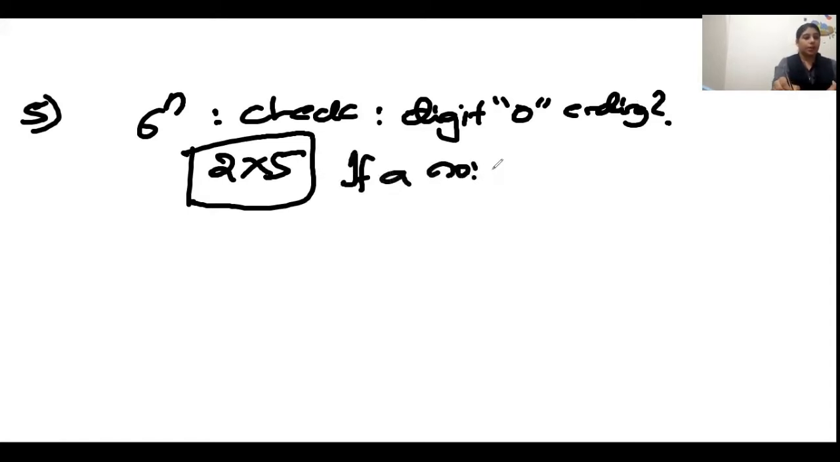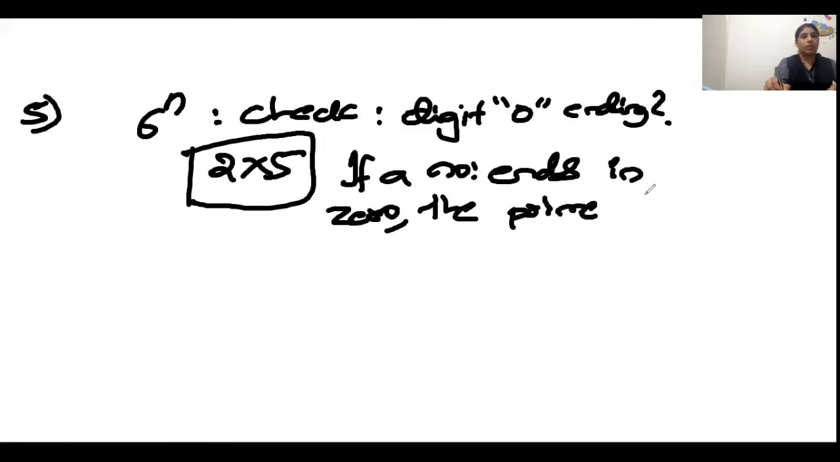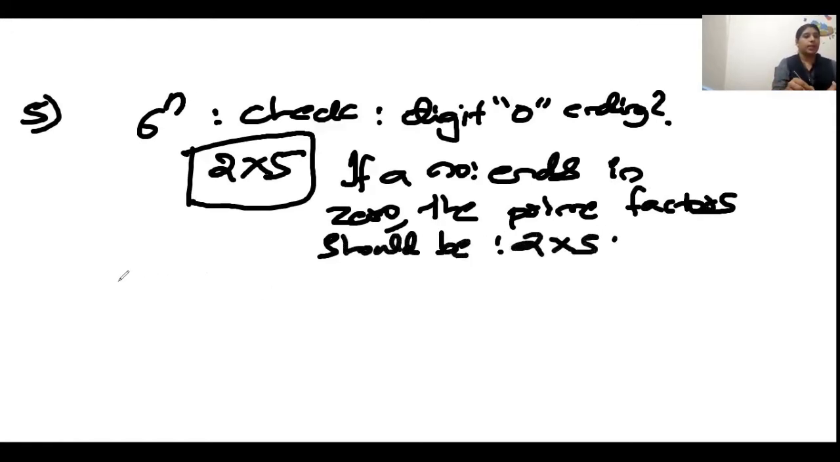If a number ends in 0, the prime factors should be 2 into 5. Now we can check 6 raised to n. We have studied in powers of exponents that 6 we can split as 2 into 3, and the power we can write the same. So 6 raised to n is 2 into 3, the whole raised to n. Here, can you find the factors 2 and 5? 2 is there, but is 5 there or not? No.